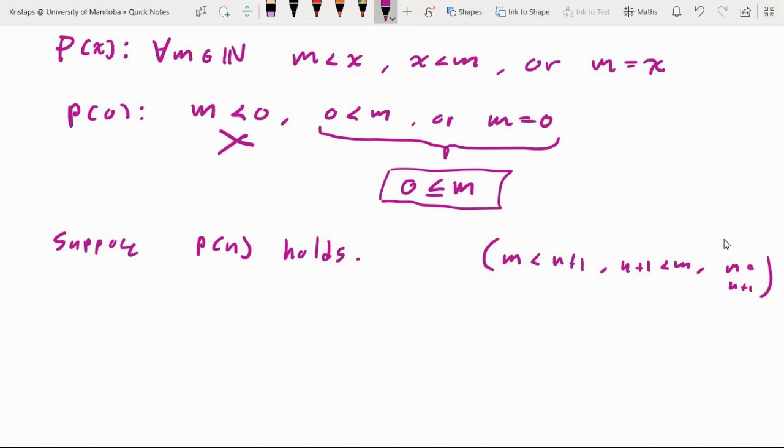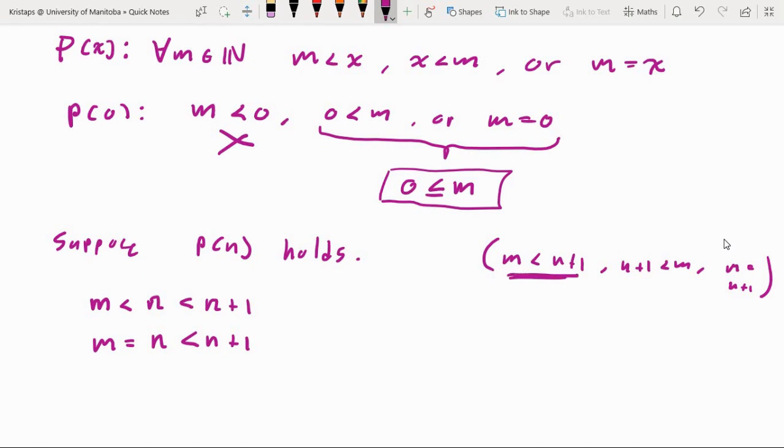So there's a few possibilities. It could be the case that m is already less than n, and if that were the case, then since n is less than n plus 1, we would be done. That's one of the possibilities. The other case is that m could be equal to n, in which case this is again less than n plus 1, and so we're done yet again.